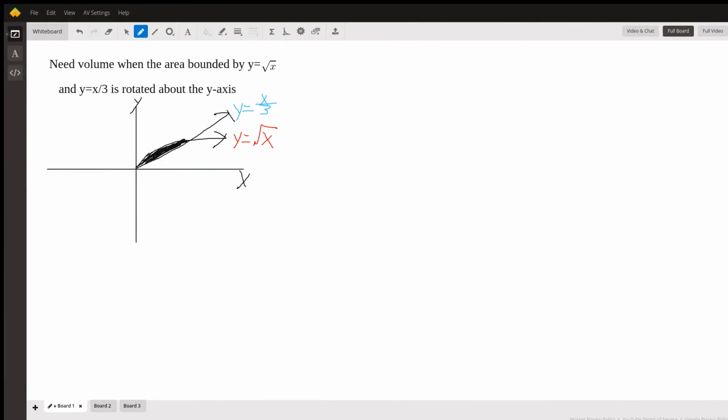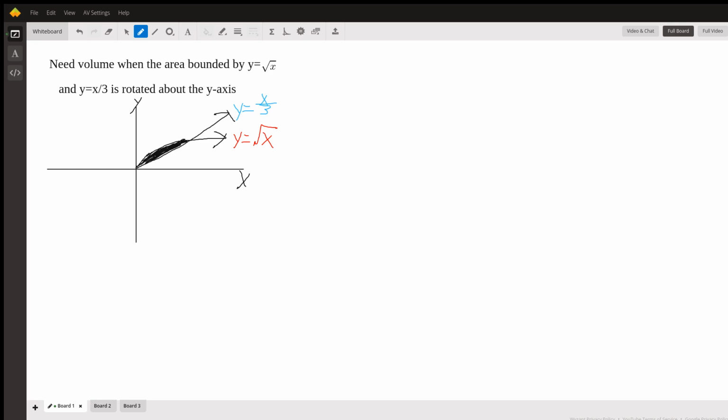Hi there. So we need to find the volume when the area bounded by y equals the square root of x and y equals x over 3 is rotated about the y-axis. First and foremost, as elementary as this may seem, it's nice to graph the curves. The red represents y equals the square root of x, and the blue represents the linear function y equals x over 3. And shaded in black is the region bounded between them.